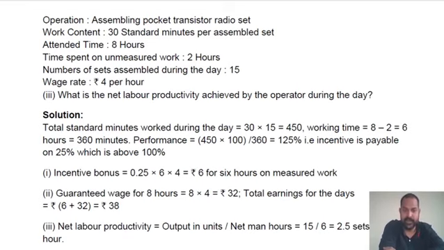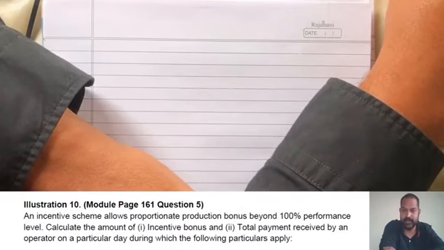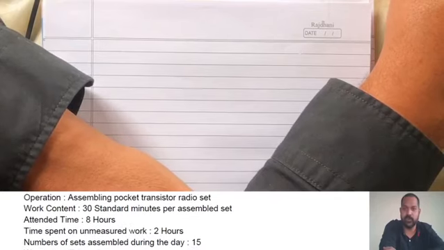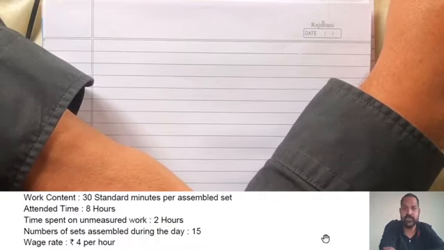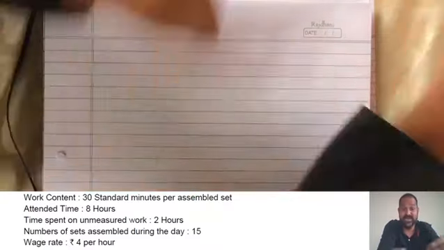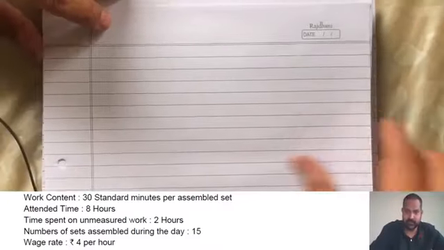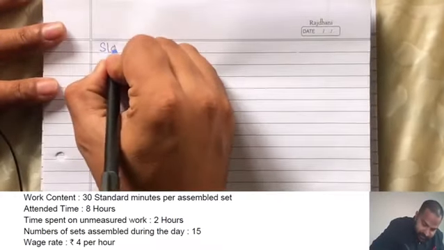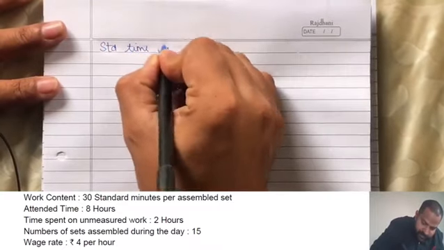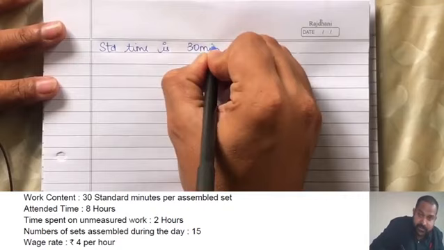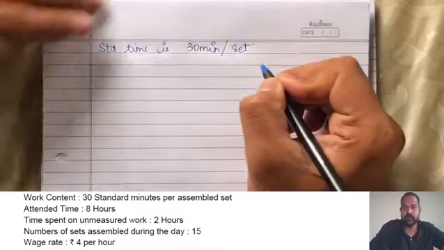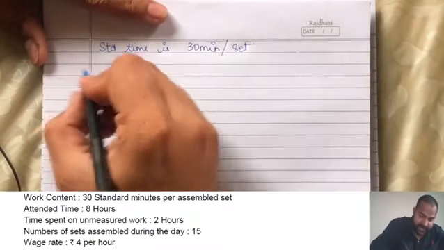Okay. One thing at a time. Let me have a smaller question on top, and that is an incentive scheme that gives you a proportionate production bonus. What is the operation? The operation is to assemble a pocket transistor. What is the standard time required? So, standard time is 30 minutes per set. Correct?